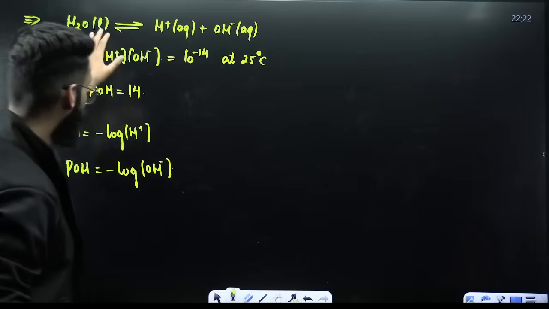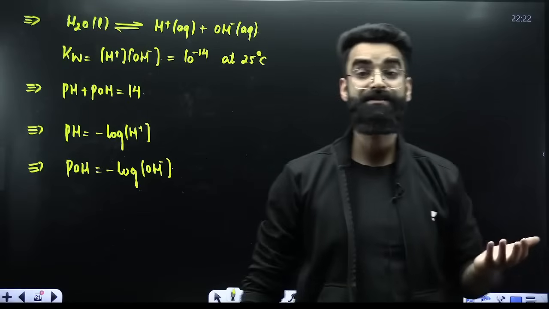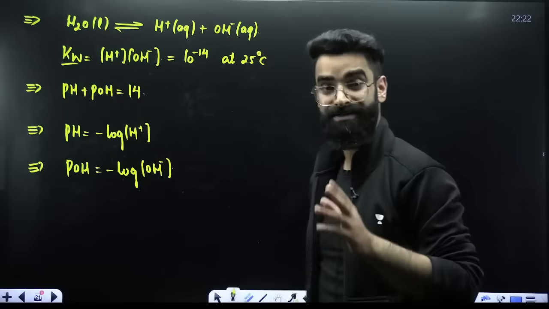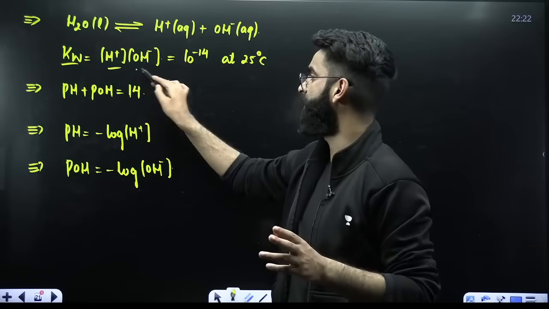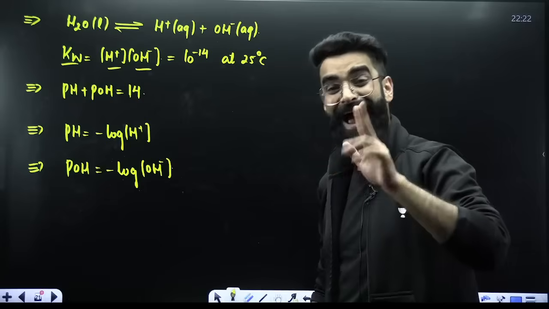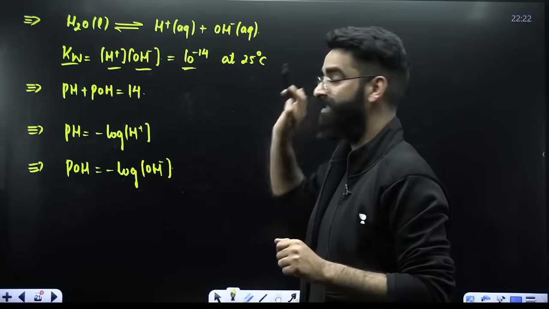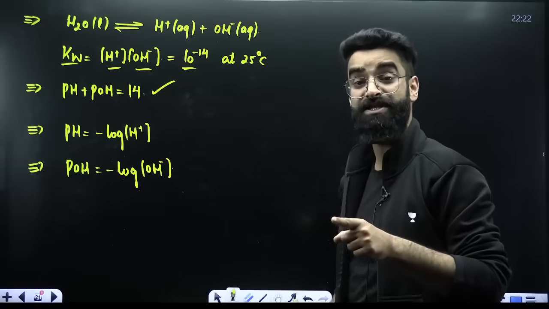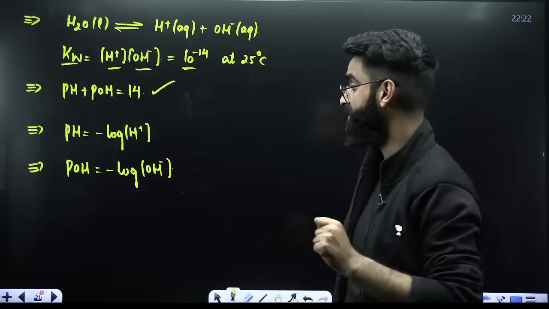Similarly, pure water is also considered as a weak electrolyte, right? And here Kw, the ionic product of water, is nothing but the concentration of H positive multiplied by the concentration of OH negative, and at 25 degrees centigrade it is 10 raised to the power minus 14. Therefore, your result comes as pH plus pOH is equal to 14. That is valid at 25 degrees centigrade.